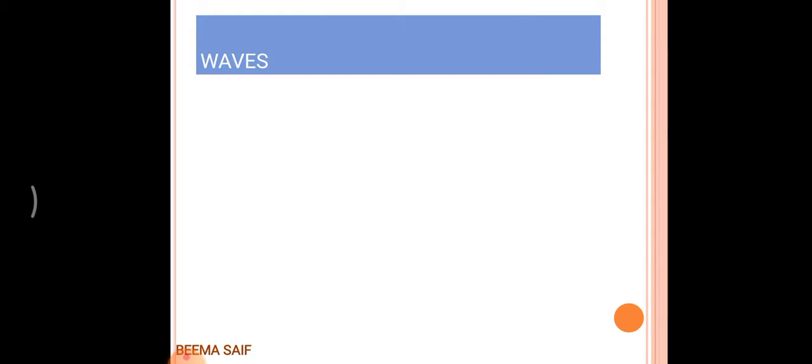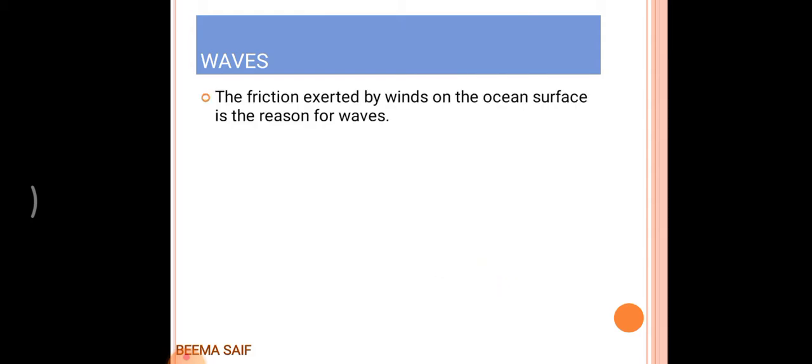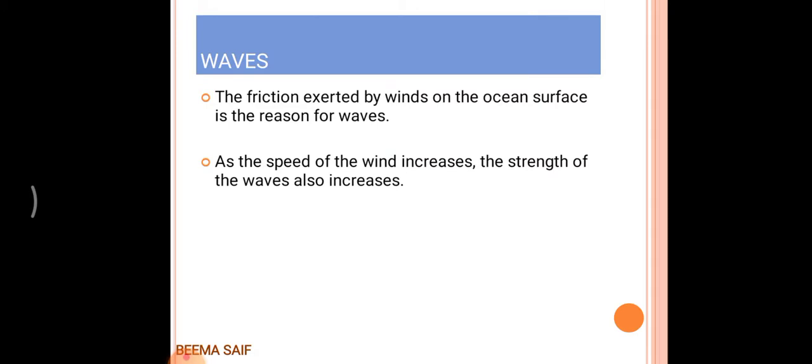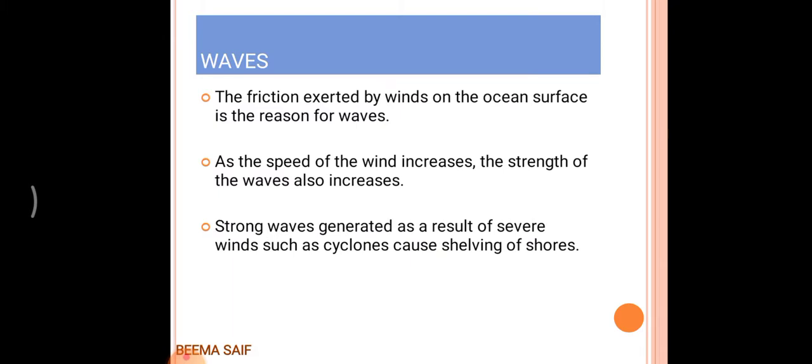How waves are formed. The friction exerted by winds on the ocean surface is the reason for waves. How are waves generated? Waves are generated with the friction exerted by winds on the ocean surface. As the speed of the wind increases, the strength of the waves also increases. Strong waves generated as a result of severe winds such as cyclones cause shelving of shores.